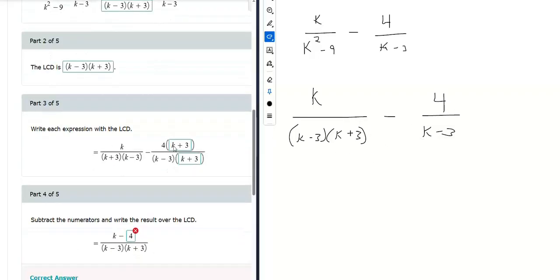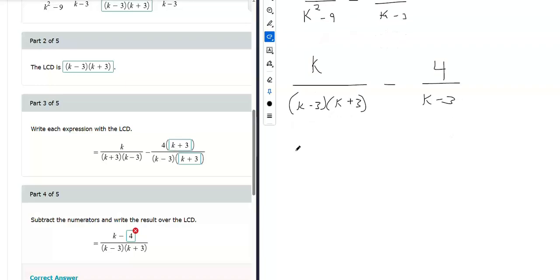Write each expression with the least common denominator. I was going to say, I don't see anything wrong here. So what the student did was they said, okay, we need to have this as the common denominator. So that means I got to multiply the top and the bottom by the piece that's missing. We got the k minus 3 over here. We need to multiply the top and the bottom by k plus 3. And then we've got to put parentheses around this because you're multiplying the entire thing by k plus 3. So that's it. That's correct.